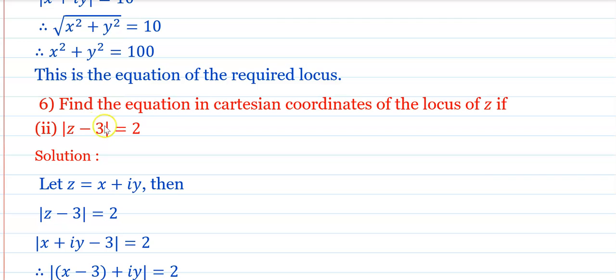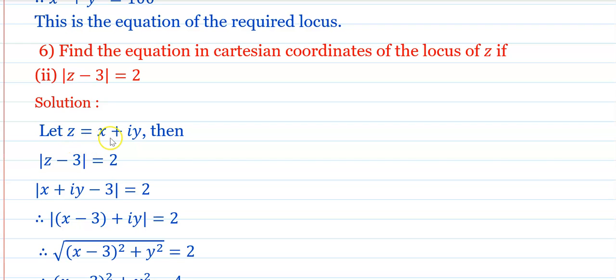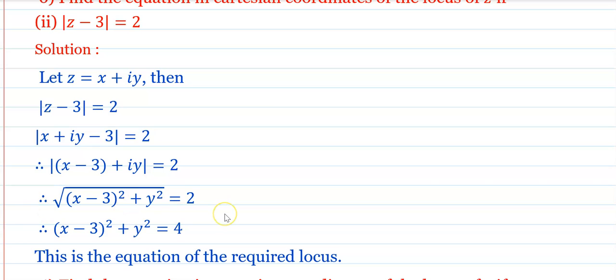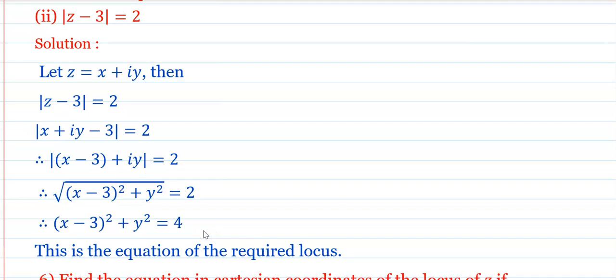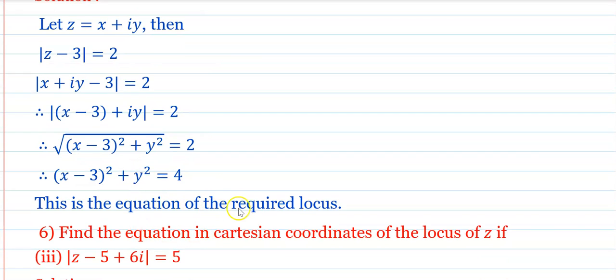Okay. Next, find the equation in Cartesian coordinate of the locus of z if mod of z minus 3 is equals to 2. Let z is equals to x plus iy. Then mod of z minus 3 is equals to 2. Z is x plus iy minus 3 that's equals to 2. Here the x minus 3 plus i times y is equals to 2. That's nothing but root of x minus 3 bracket square plus y square is equals to 2. Squaring on both sides, then you will get x minus 3 bracket square plus y square is equals to 4. This is the required locus.